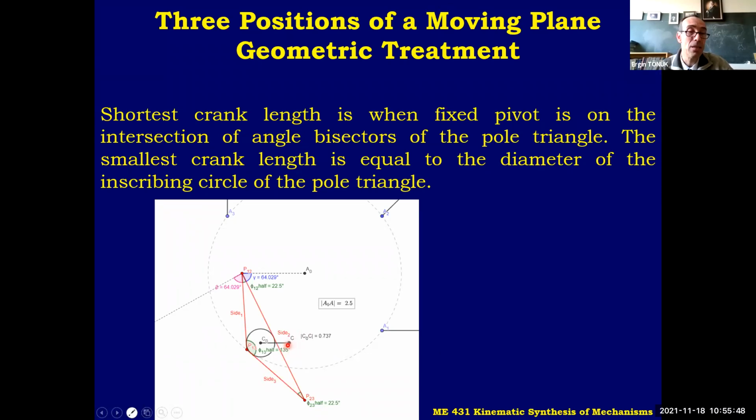But this is the shortest crank you can obtain. It is the diameter of this inscribing circle of the pole triangle. Okay, so these are pieces of useful information that we can utilize.